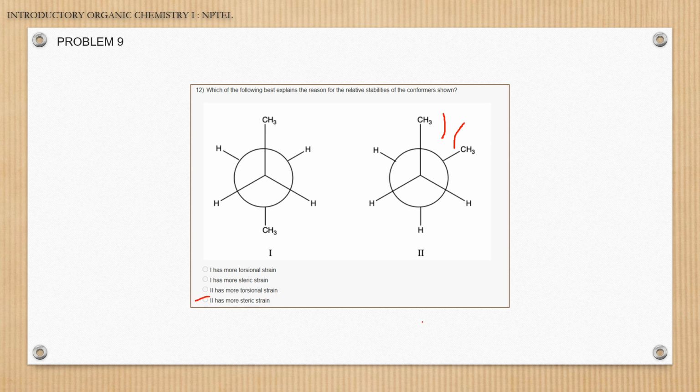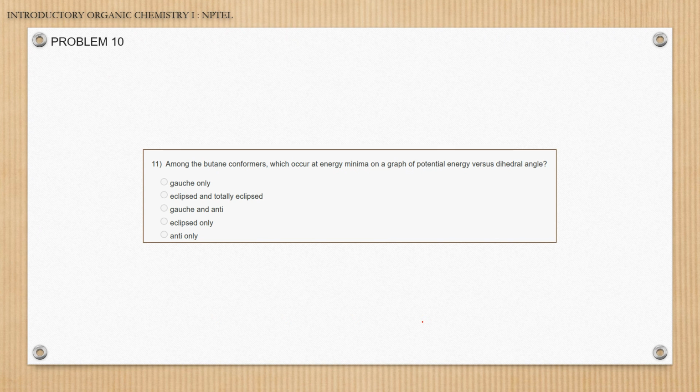Clear to everyone? Yes, ma'am. Okay, so coming to problem number 10. They are asking, among the butane conformers, which occur at the energy minima on a graph of potential energy versus dihedral angle. So if you are talking about all the conformers of butane, which is the conformer coming at the energy minima, the most stable conformer amongst all the conformers of butane? Can anyone answer this?